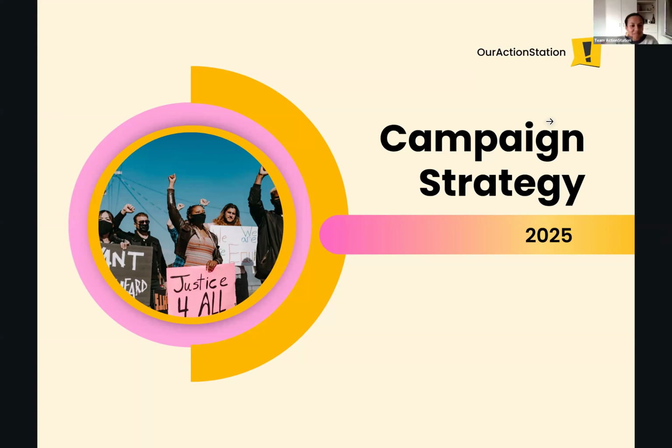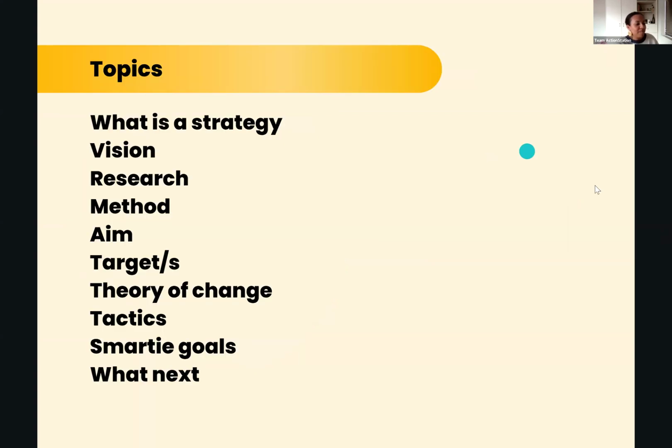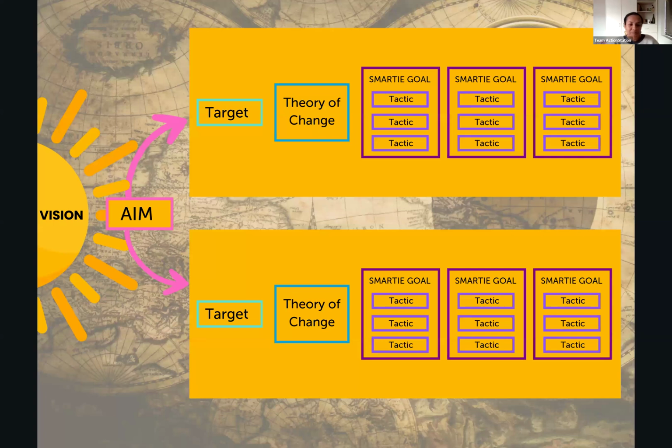Awesome. Yeah, let's get started in the discussion. So we will be talking about campaign strategy. And there we go. These are some of the topics that we will go through. So what is a strategy, your vision, research, methods, aims, targets, theory of change, and so on. And I know that here is a little picture that explains it better.